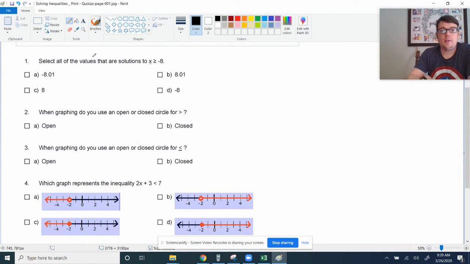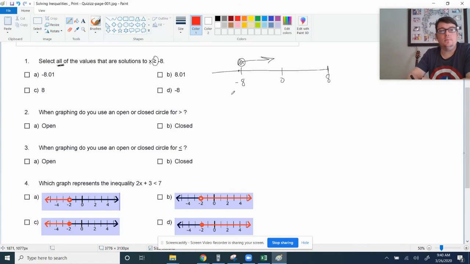So let's jump in. Select all the values that are solutions to x is greater than or equal to -8. All right, so bigger or equal to -8. That would be all of the numbers over here. It says select all, so we got to pick all of the ones. Now -8.1 would be right there, so we don't want to pick that one. 8.1 would be over here, so definitely want to pick B. Want to pick C. And we want to pick D because it says or equal to. So B, C, and D. The only one you don't want to pick is A. So you got 3 that you want to select on that particular problem.